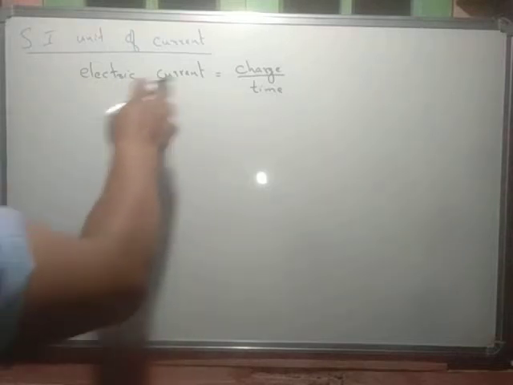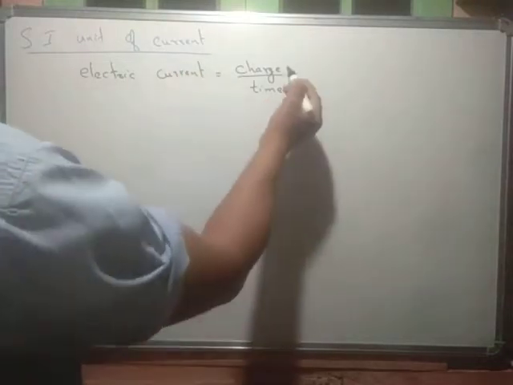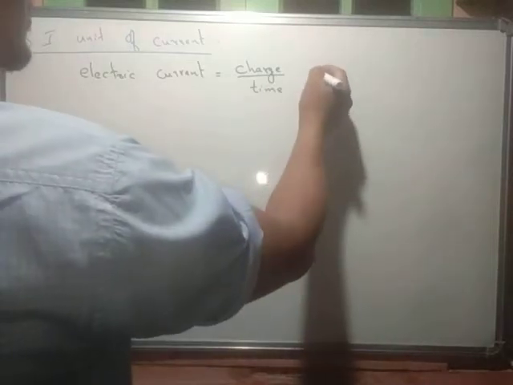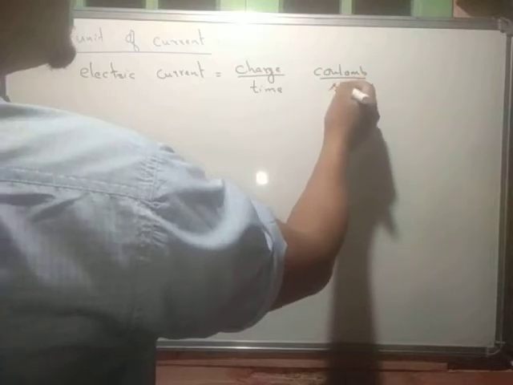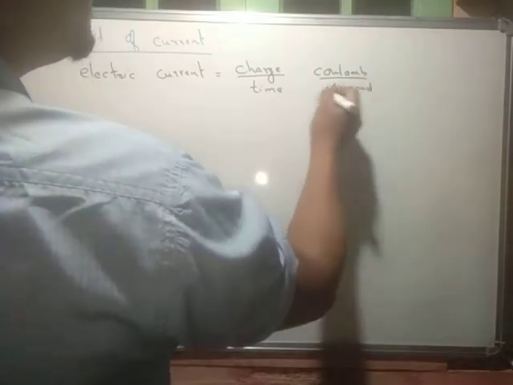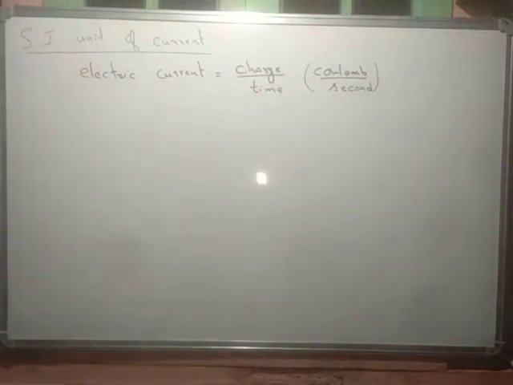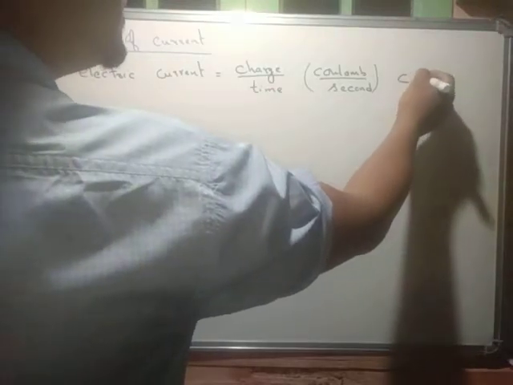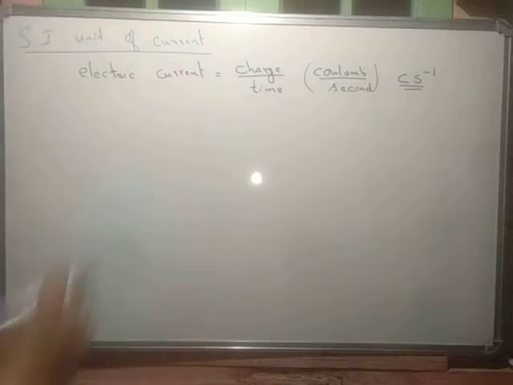Because from this equation we have charge upon time, the SI unit of electric current would be the SI unit of charge and the SI unit of time. And you know the SI unit of charge is coulomb, and the SI unit of time is second. So coulomb per second is the SI unit of electric current, or in symbol, C s^-1, which is coulomb per second. So this is the SI unit of electric current.